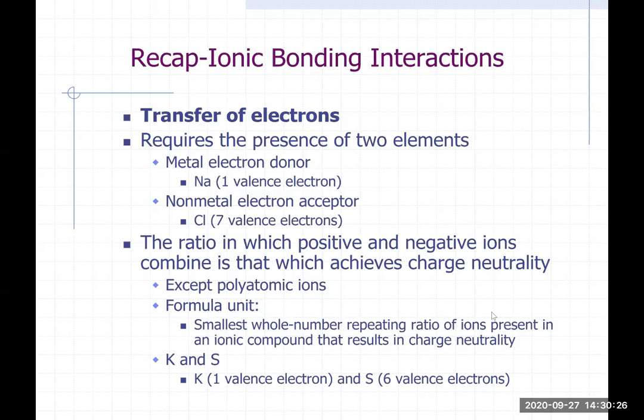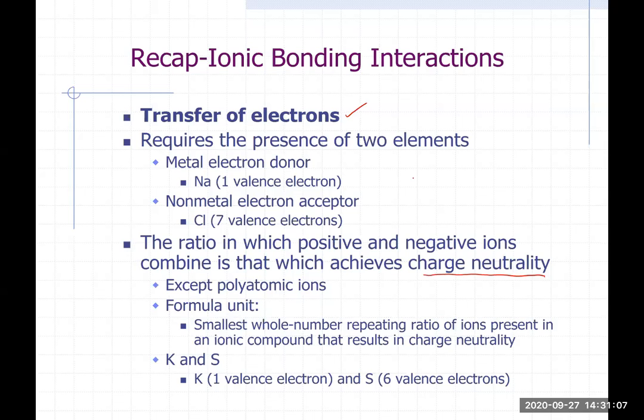The first topic we're going to recap is ionic bonding. And with ionic bonding, we're always looking at transfer of electrons. This requires the presence of two elements, a metal, which is going to donate an electron so that the metal can gain the electron configuration of the noble gas that's closest to it, and a nonmetal that will accept an electron so that that species can get the electron configuration of the noble gas that is closest to it. And the ratio of positive and negative ions combine to that which achieves charge neutrality.